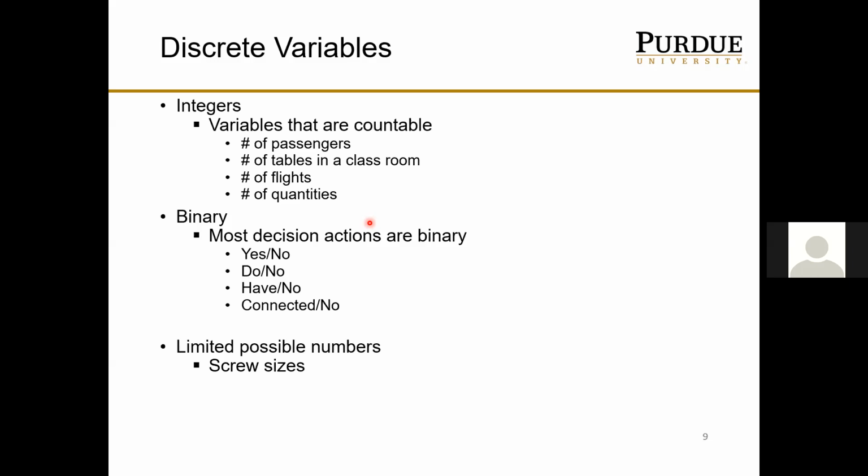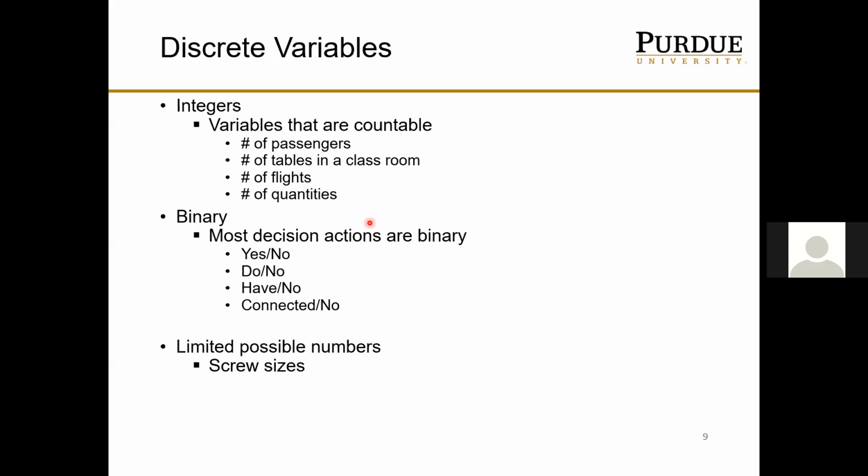Discrete variables means, for example, integers. Let's say we want to decide how many passengers we should take for one ride, or how many tables should be placed in our classroom. There might be 5 or 6 or 7, so there should be some optimal number, so that everybody can have a seat, and also the room looks very tidy.